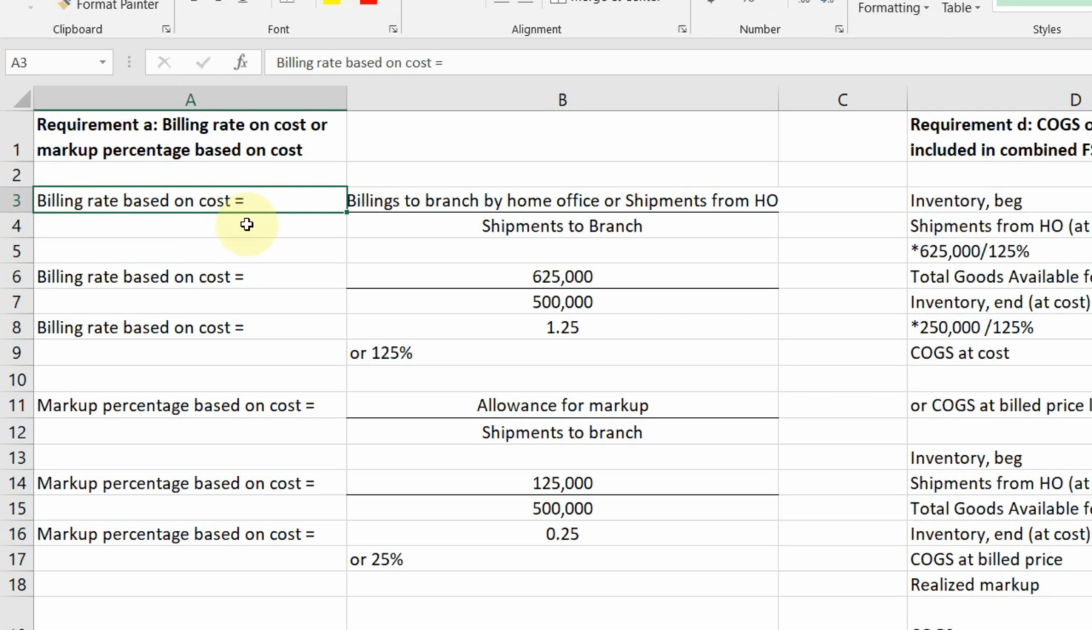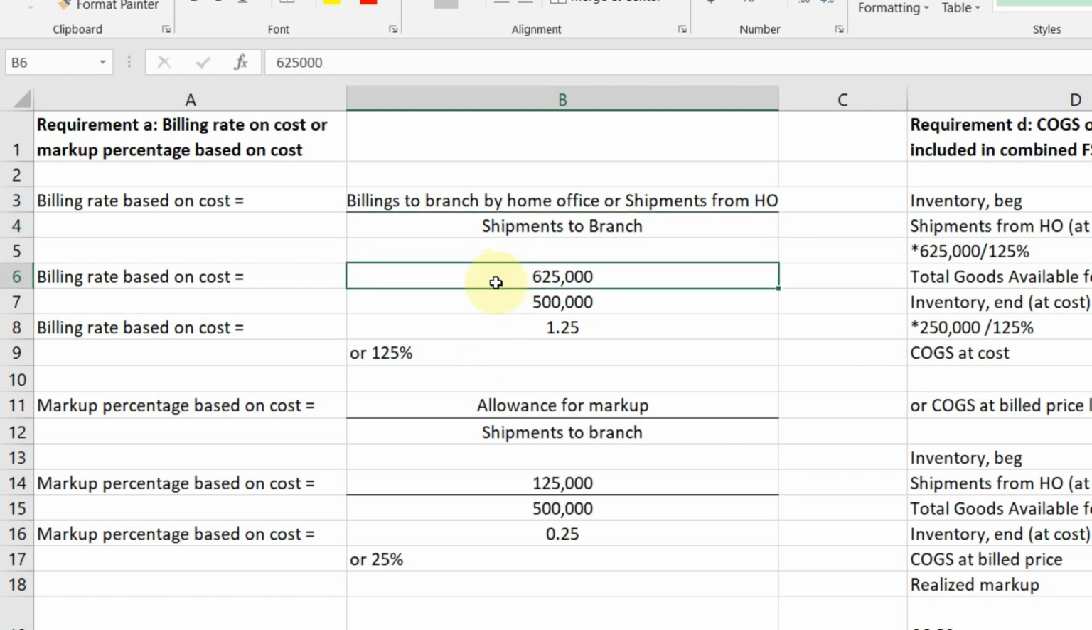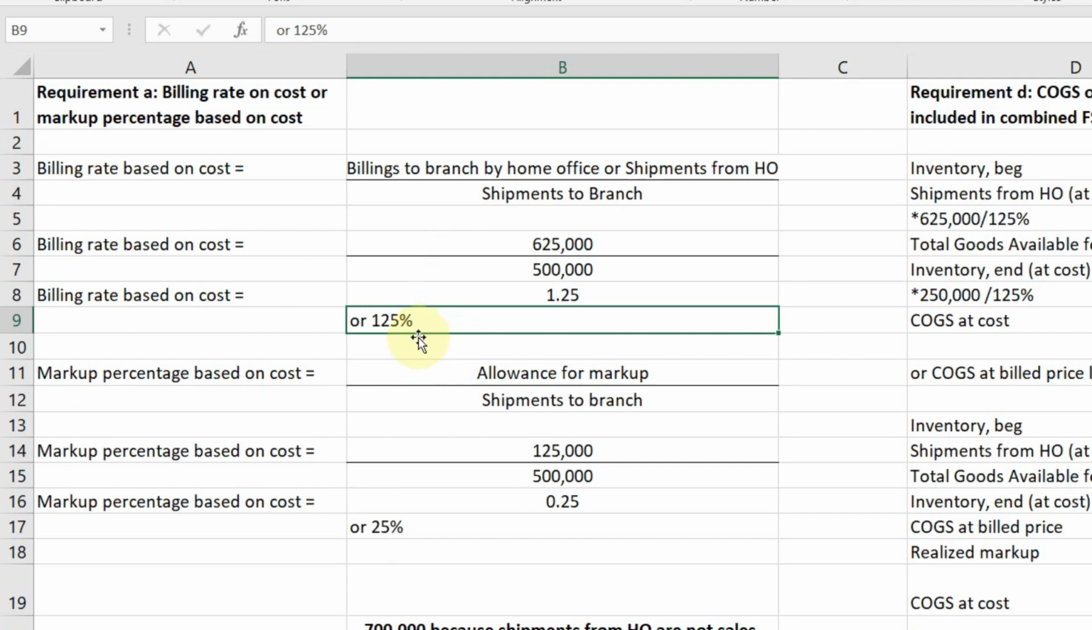Okay? So, how do you compute for billing rate based on cost? You divide billings to branch by home office or yung tinatawag nating shipments from HO divided by shipments to branch. Okay? So, doon mo makukuha yung billing rate based on cost. So, sa problem na binigay ko, you have shipments from HO na 625 and then shipments to branch na 500. You'll be getting 1.25. So, 125% yung billing rate based on cost. Okay, so remember this is rate, so percentage siya. Okay, divide mo lang yung dalawa. Okay, I hope it's clear.